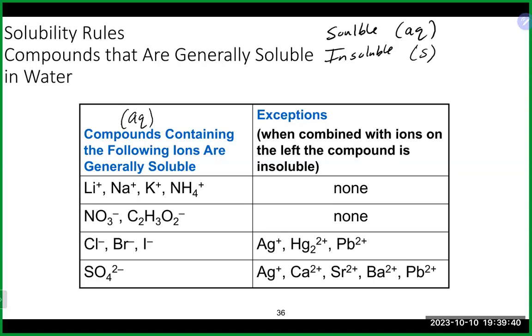You know it will be a strong electrolyte. It's going to break apart. There are no exceptions, which is the right-hand column here. So the right-hand column, there's no exceptions. So whenever you have those guys involved, always going to be soluble.